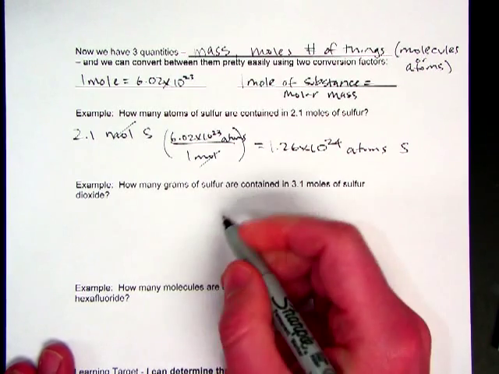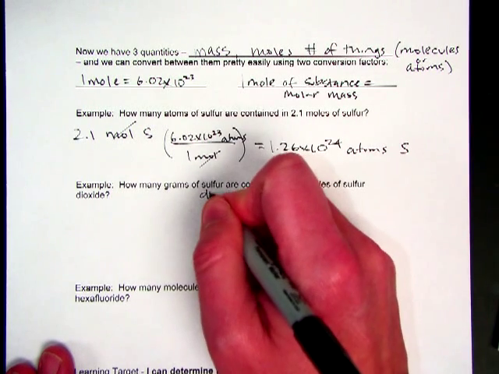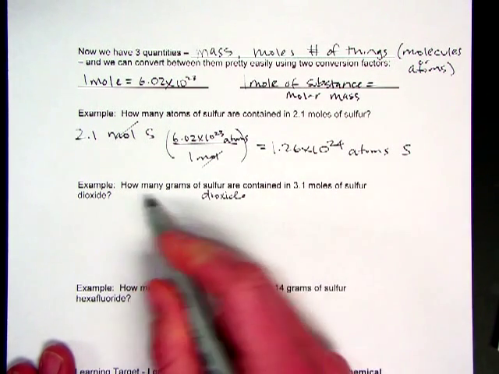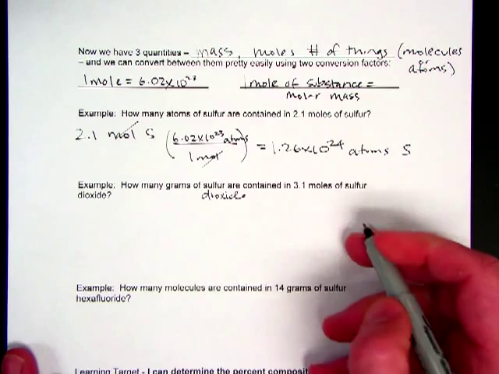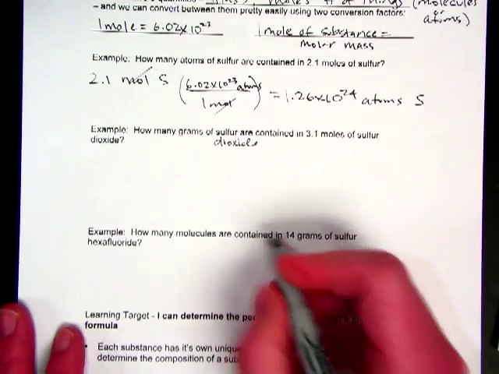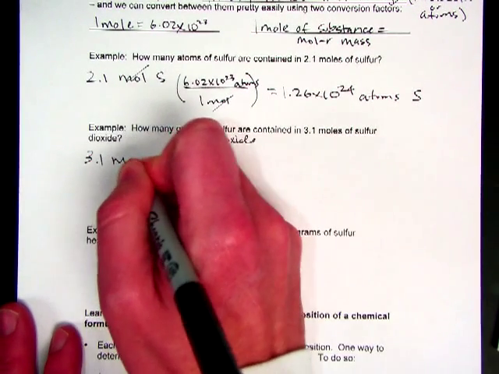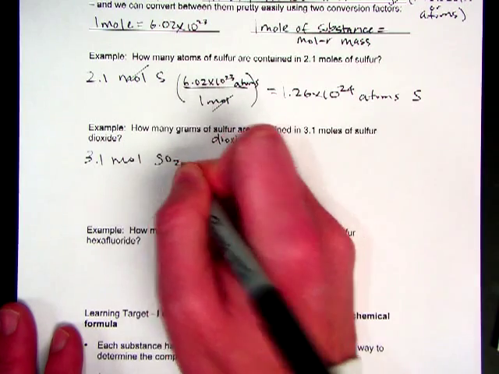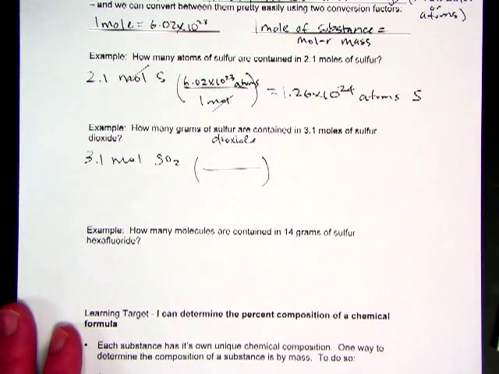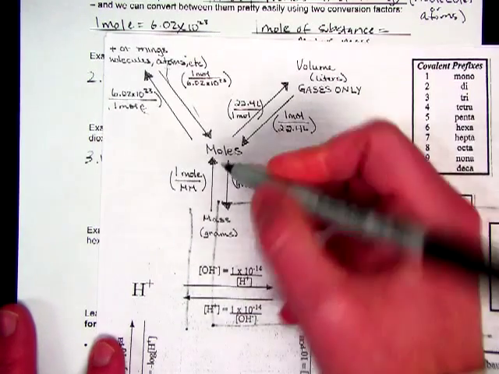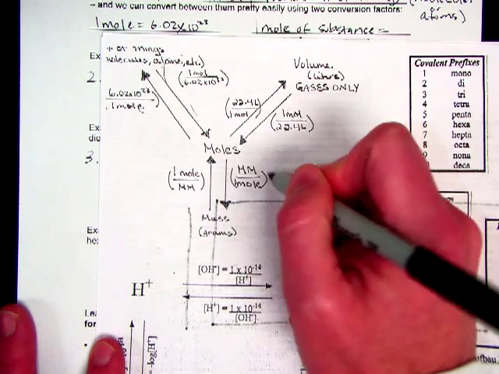You can do the same thing here with sulfur dioxide. How many grams of sulfur dioxide are contained in 3.1 moles of sulfur dioxide? Again, always start with what you're given, which is 3.1 moles of sulfur dioxide, that's SO2. I'm starting at moles, and I want to get to grams. So here's my conversion factor.